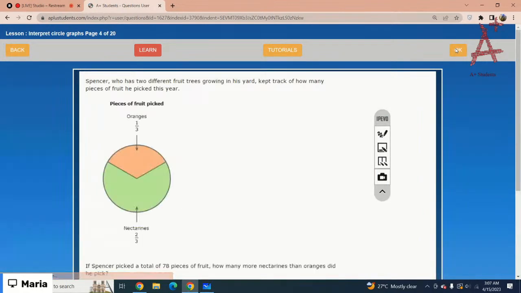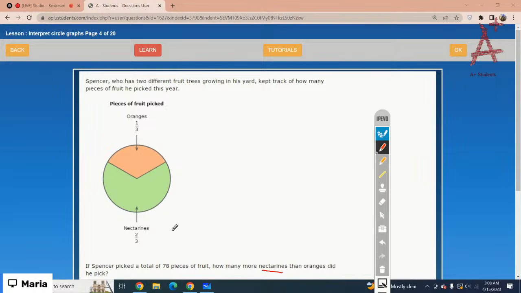Okay, Spencer, who has two different fruit trees growing in his yard, kept track of how many pieces of fruit he picked this year. If Spencer picked a total of 78 pieces of fruit, how many more nectarines than oranges did he pick? So you have to calculate the values. The total is 78. Got it? You need to see how many more nectarines than oranges he picked.